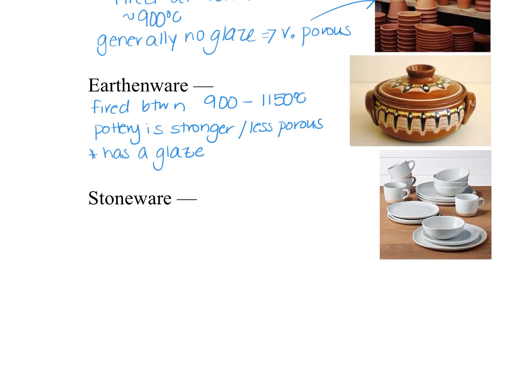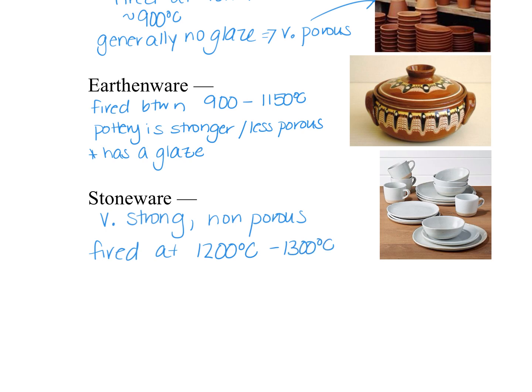Now you can also have stoneware. I have an example of stoneware here for you. It is very strong and non-porous. It's fired at 1200 degrees Celsius to 1300 degrees Celsius. And what happens is that higher kiln temperature seals the pores. It came about in the early 1700s by a German chemist. He developed it. And these a lot of times are dinner dishes.